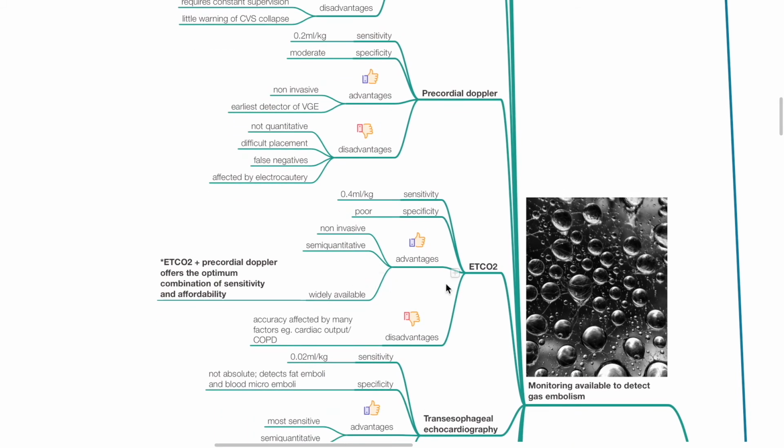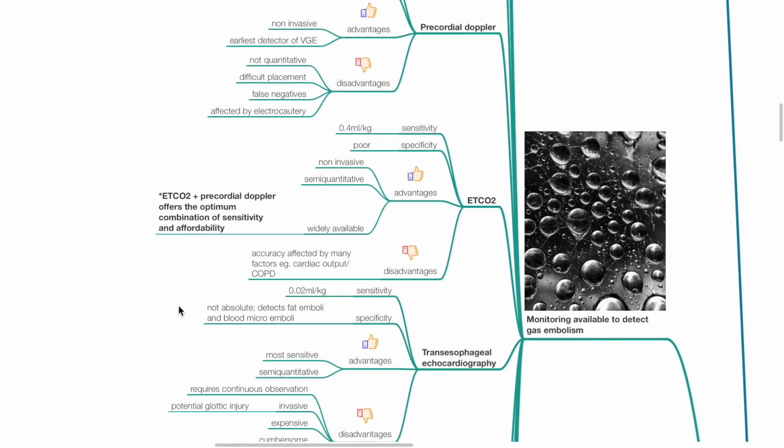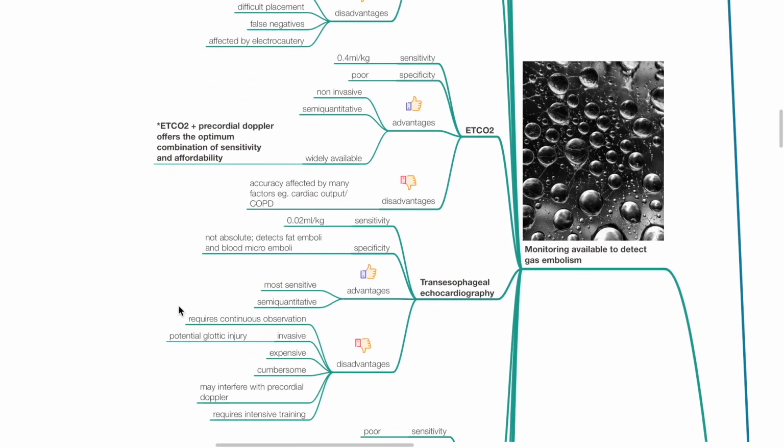EtCO2 has a sensitivity of detecting 0.4 mL per kg gas emboli. Specificity is, however, poor. Advantages include non-invasiveness, semi-quantitative, and widely available. EtCO2 plus precordial Doppler offers the optimum combination of sensitivity and affordability. Disadvantages of EtCO2: accuracy is affected by many factors such as cardiac output and COPD.